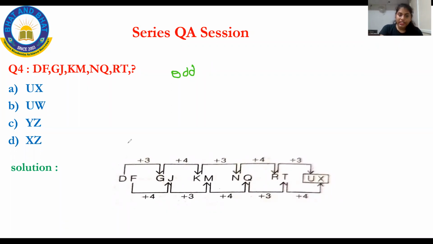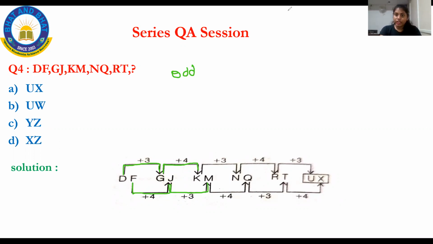So see here, what is the position of D? The position of D is 1. So I have to compare with the third letter, I mean the odd place. D to G, which is the third letter. And then 2 to 4. Again, third letter to fifth letter. Again here, second letter to fourth letter. Like that, compare odd to odd, even to even.